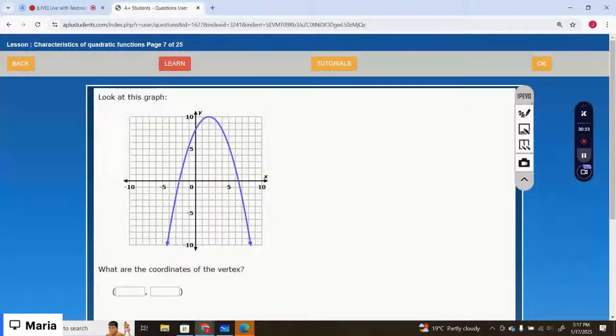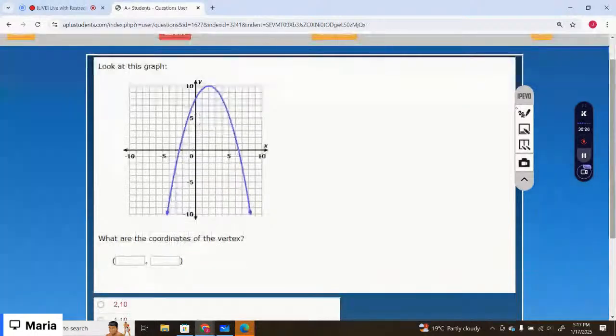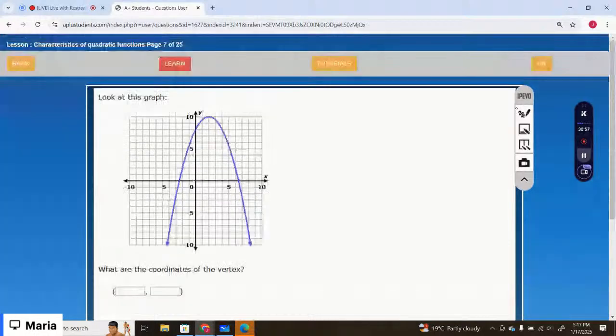Look at this graph. What are the coordinates of the vertex? That is 2 and 10. Option number 1 is the correct option. Okay, you can complete the lesson by yourself later today. Let's move on to the next lesson.